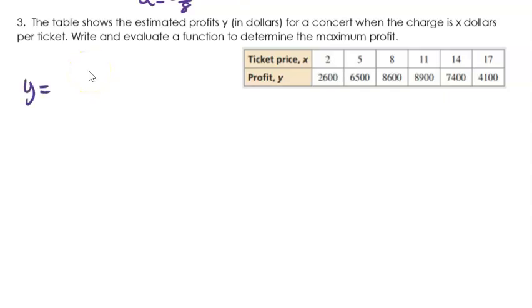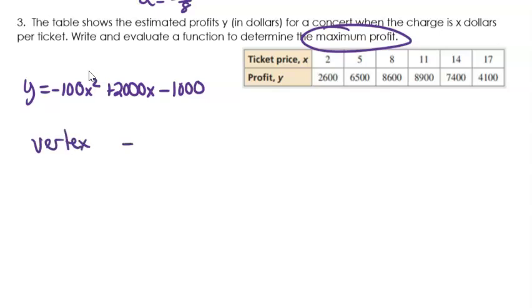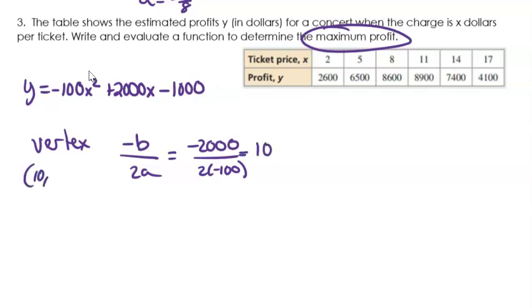Okay, here's my equation. There's my a value, my b value, and my c value. So a was -100 in front of x squared, b was 2,000 in front of x, c was -1,000. So now it wants the maximum profit, so that means the vertex. Remember that the vertex is -b/2a. Over -200, and that's 10. And so if you plug 10 back into your equation, you get $9,000.